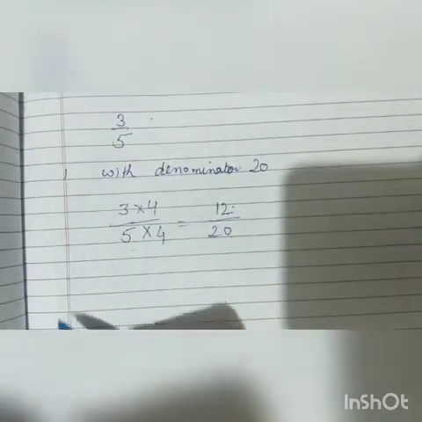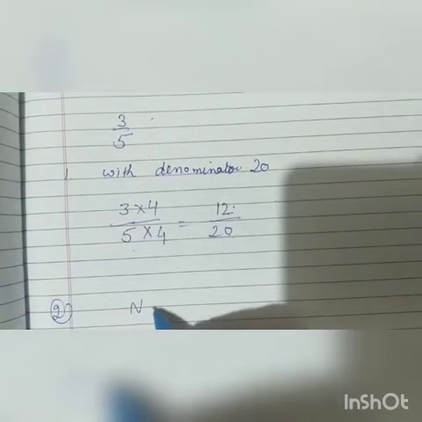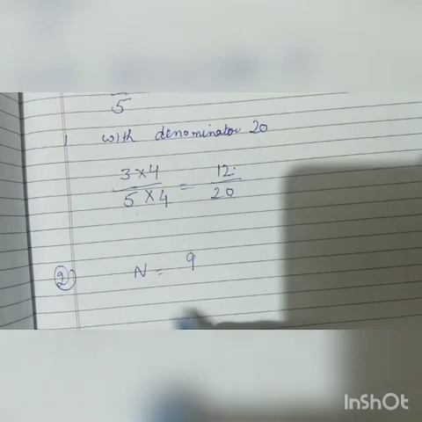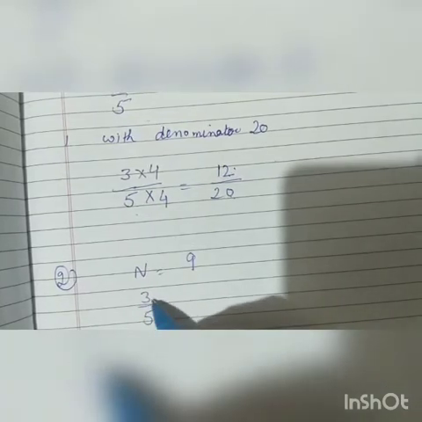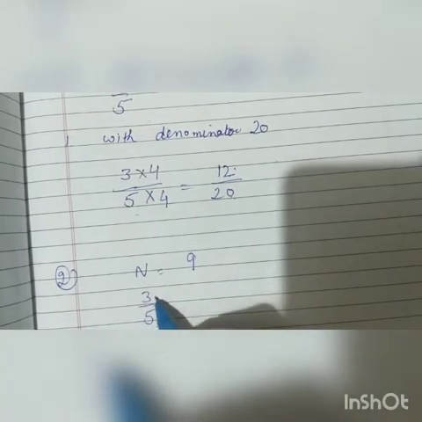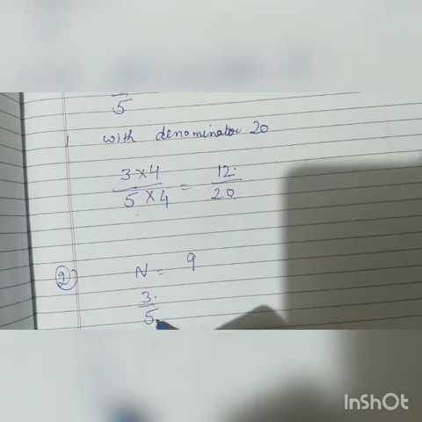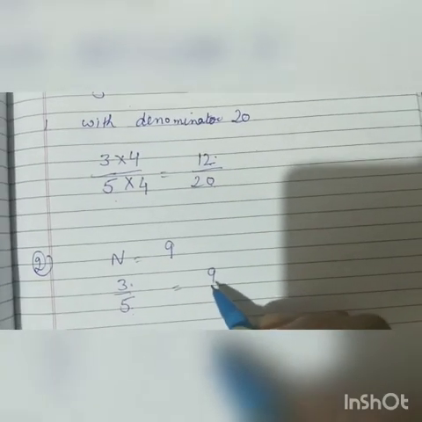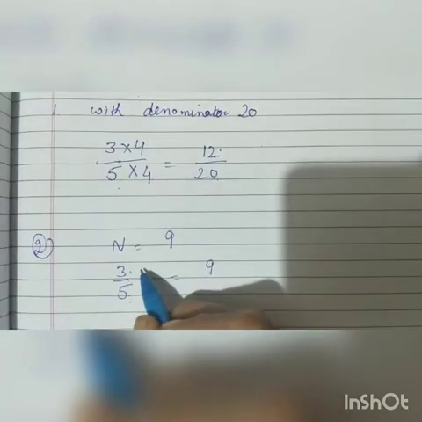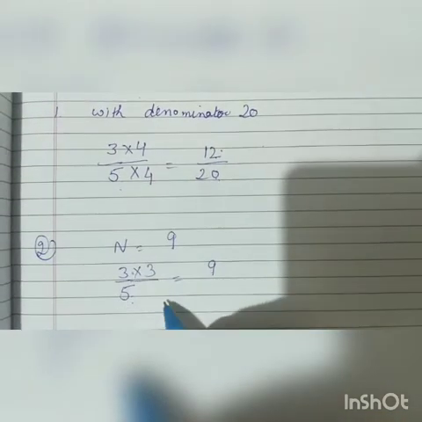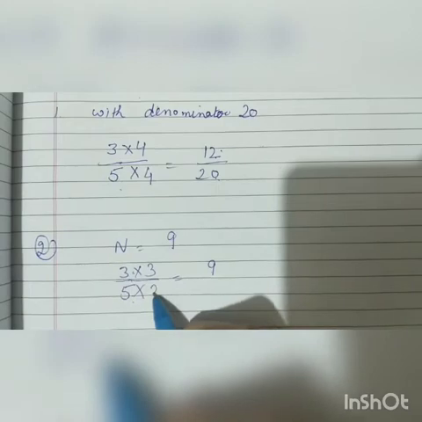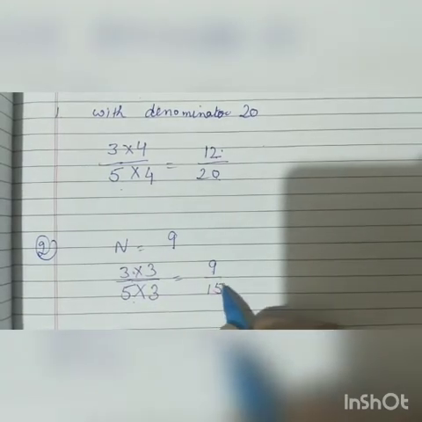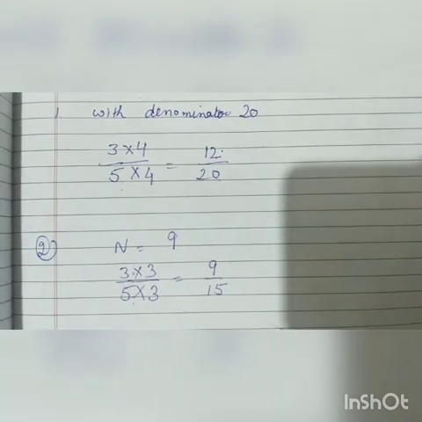Question number 2. Numerator 9. Fraction is 3 by 5. In 3 by 5, 3 is numerator, 5 is denominator. In this case, you have to make numerator 9. How will you make numerator 9? You will multiply by 3. So you will also multiply 5 by 3. So equivalent fraction of 3 by 5 is 9 by 15.